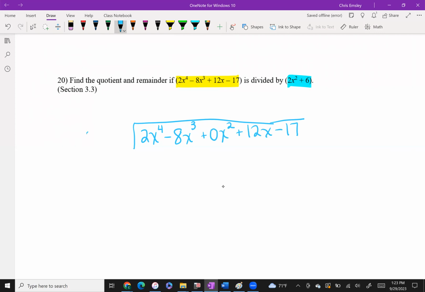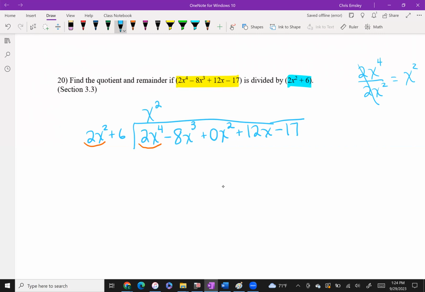Out front, we do not have to worry about every power of x. It's only under the division sign, okay? The next thing we need to be concerned about, well, we'll get there in a minute. Let's just start. What do I multiply 2x squared by to turn it into 2x to the 4th? If you have trouble thinking through that, it's 2x to the 4th divided by 2x squared. Simplify that. The 2's cancel, and 2 of those x's cancel. It is x squared. So x squared goes up here on top.